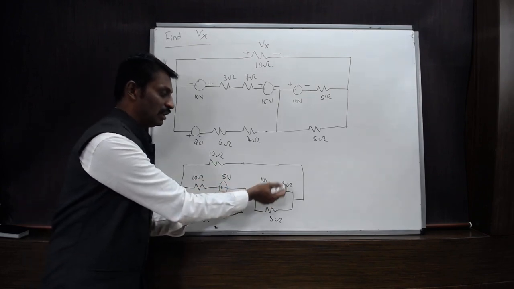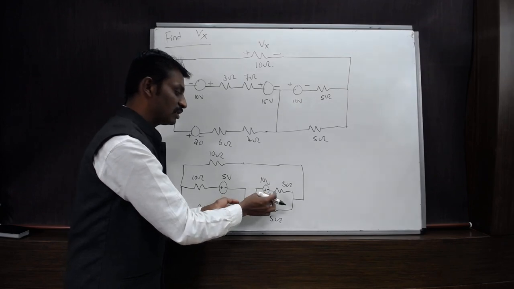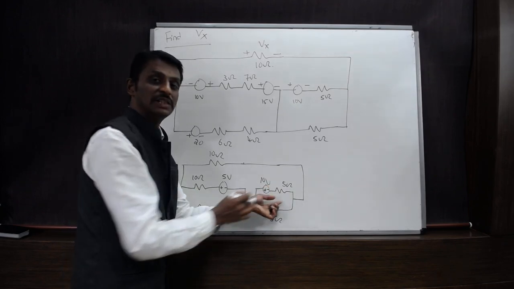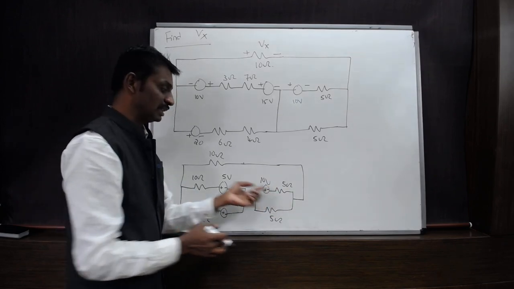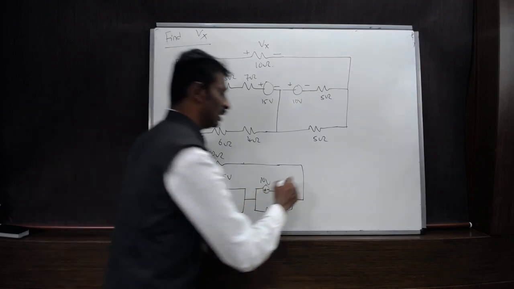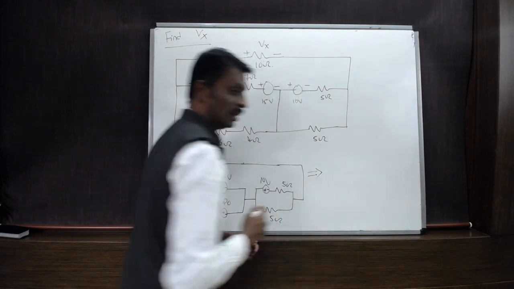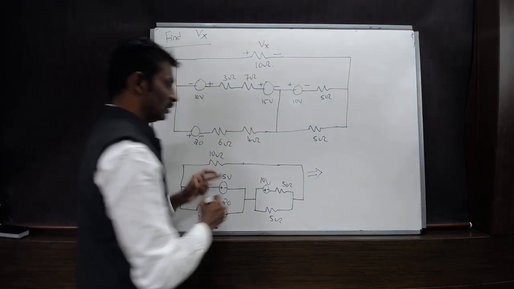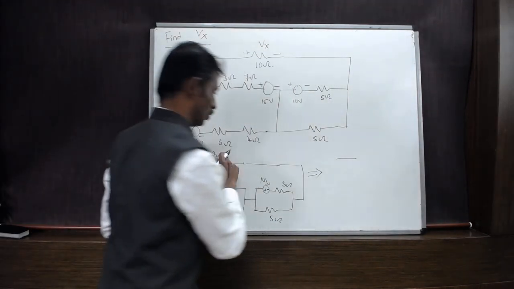And similarly, in order to solve this one, here also we are going to convert the voltage source in series with the resistance into a current source in parallel with the resistance, so that we can find out the equivalent resistance of this one. So let us apply the source transformation and redraw the circuit diagram. So this 10 ohm we are going to retain like that only.